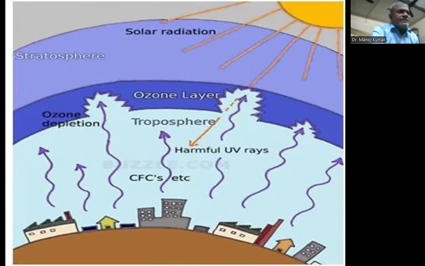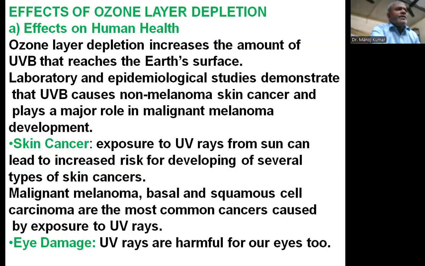This is the complete phenomenon of ozone layer depletion. The ozone layer is in the stratosphere, and from solar radiation, UV rays come here. UV rays are harmful to human beings, plants, and the marine ecosystem.